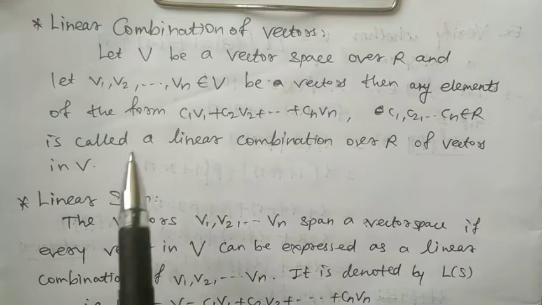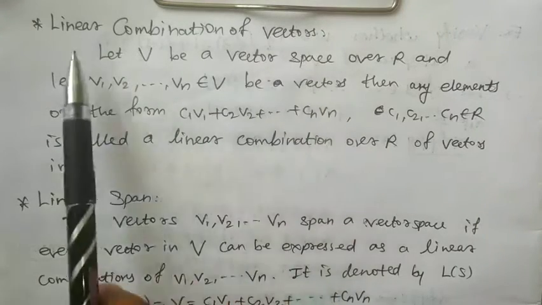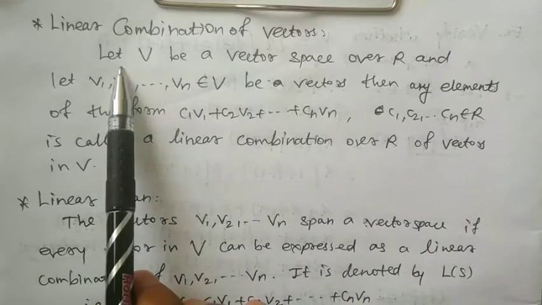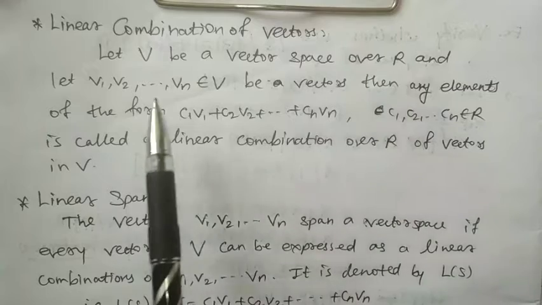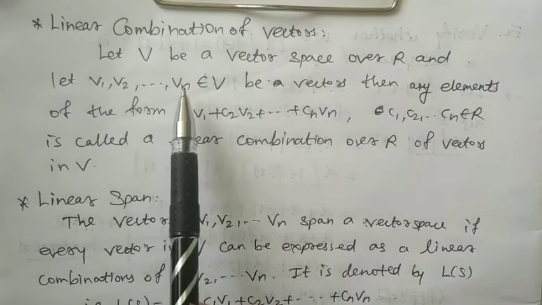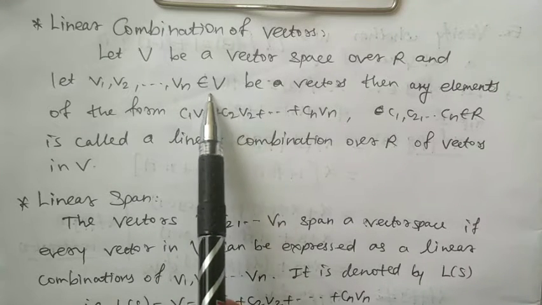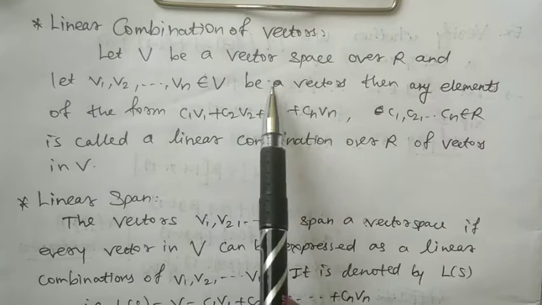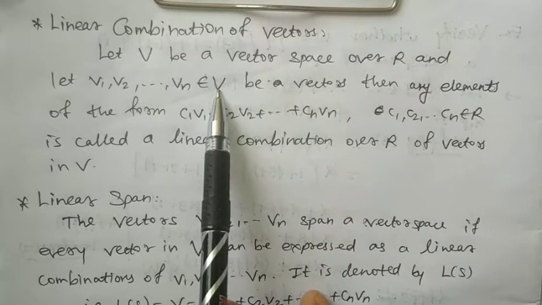Next topic of this unit, linear combination of vectors. So what is linear combination of vectors? Let capital V be a vector space over R, where R is the real numbers, and let small v1, v2, dot, vn be elements of the set V. These are any vectors from the vector space capital V.